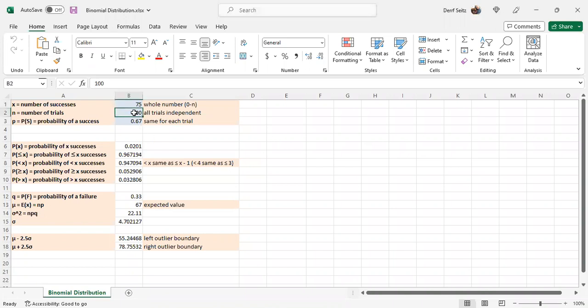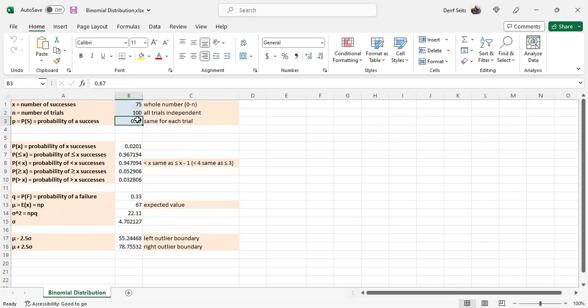The three blue cells require you to enter parameters for your particular distribution. You have to know the number of trials, n, and remember, in this kind of experiment, each trial is independent with no effect of one another.